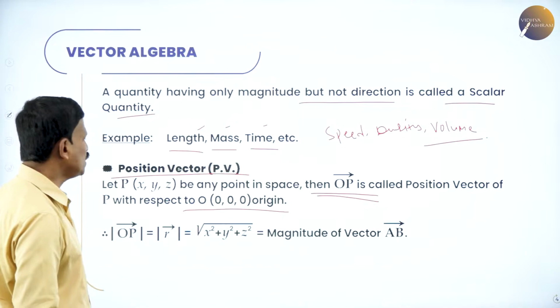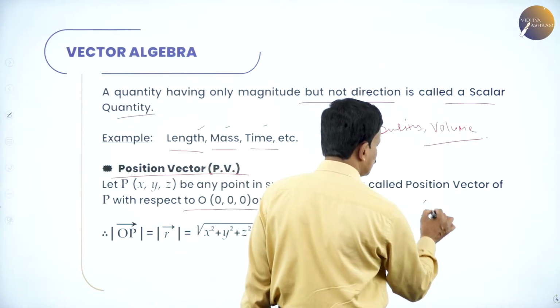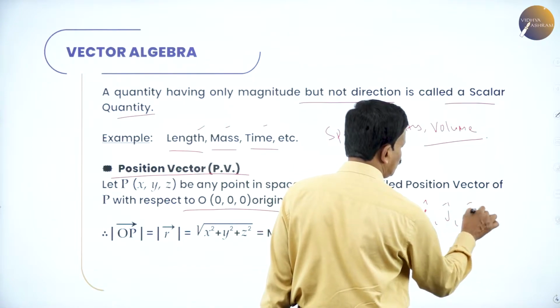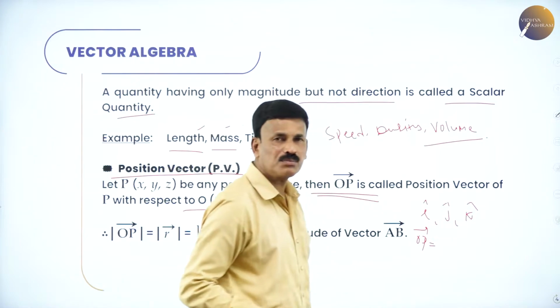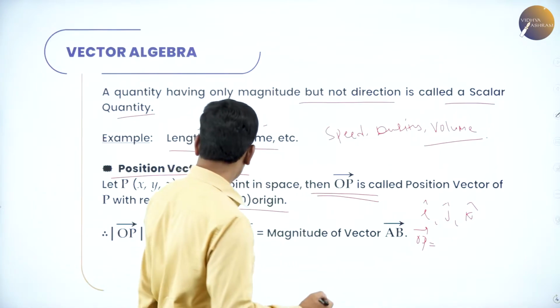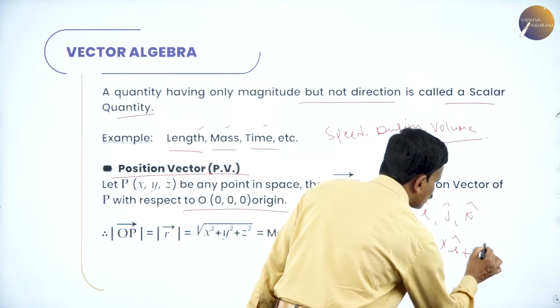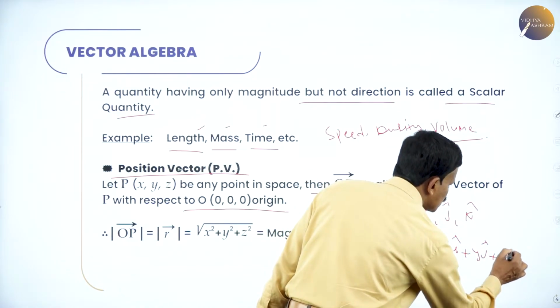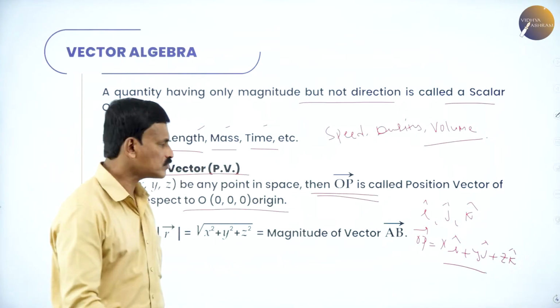If i, j, k are unit vectors, then the position vector of P, the vector OP, is equal to x times i plus y times j plus z times k. I will explain that in the next concept.